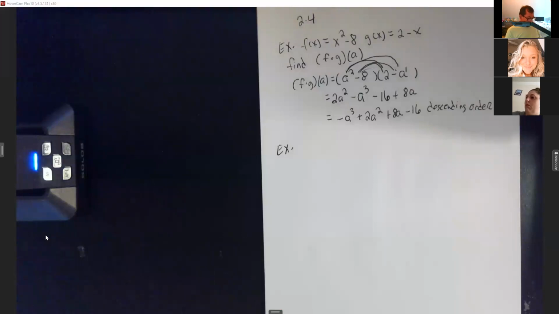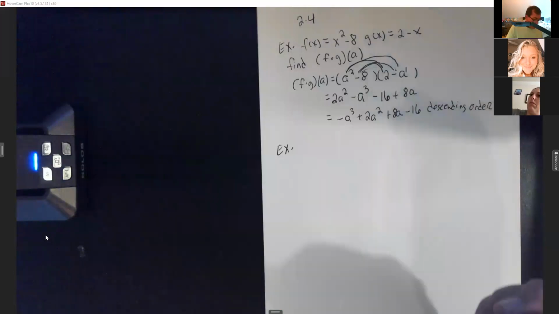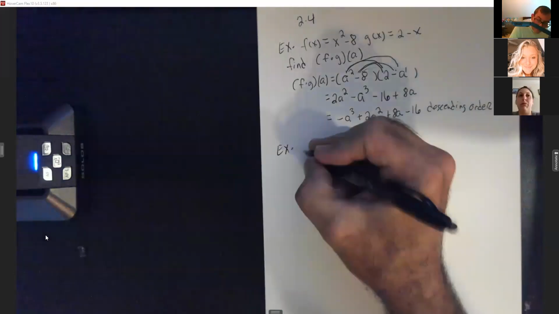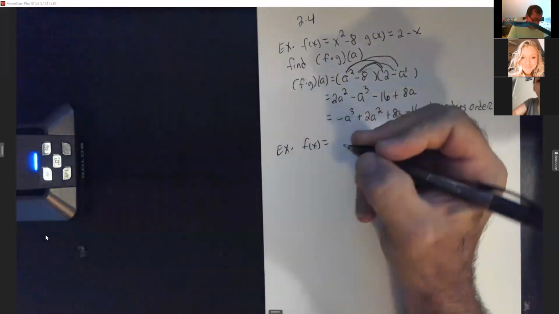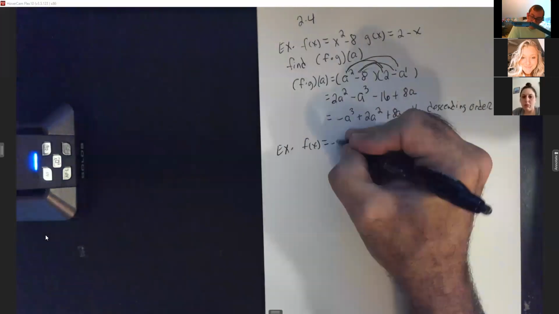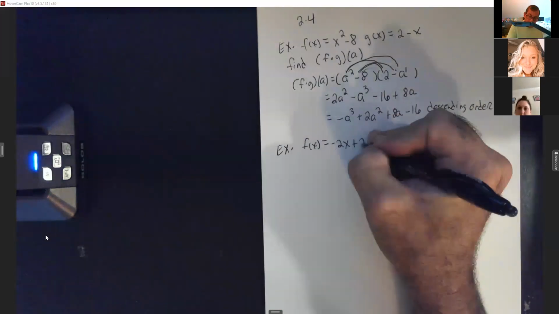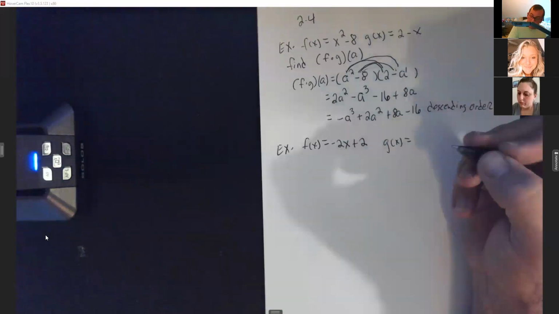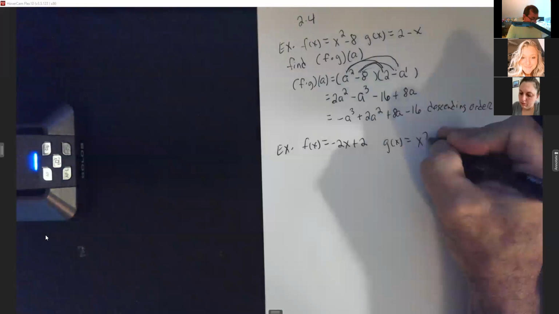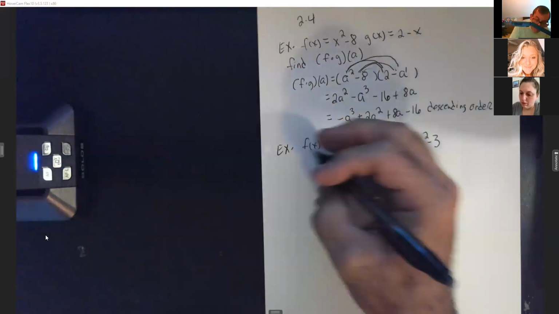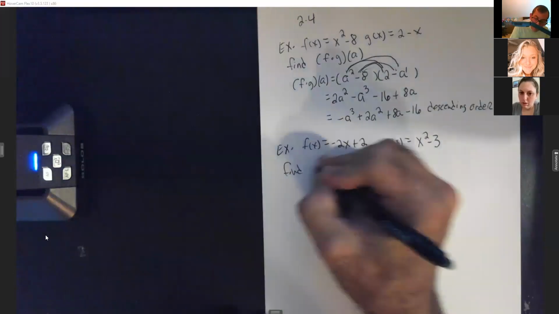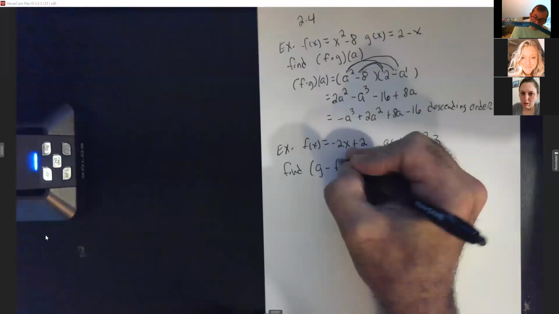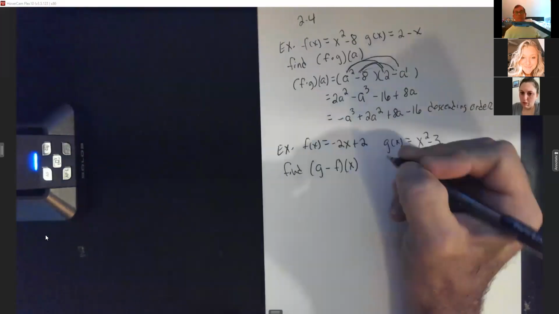All right, let's see here. I'm going to do a couple subtractions now. So this one, we're going to let f of x equal negative 2x plus 2. I'm going to let g of x equal x squared minus 3. They want me to find g minus f of x.